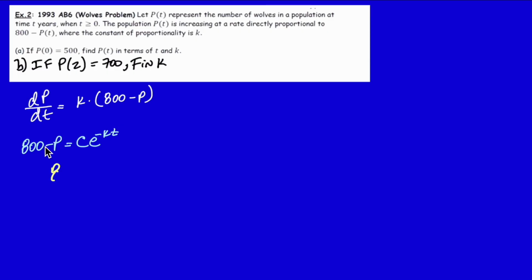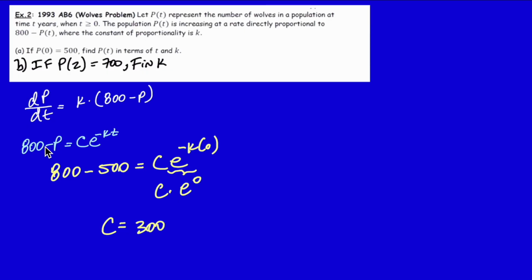So here we're going to have 800 minus 500 equals the arbitrary constant that we're trying to find, the particular constant, negative k times 0, and this is going to go to e to the 0, otherwise 1, and we're going to get a c value of 300. So that means our equation now changes to 800 minus p equals 300 e to the negative kt.